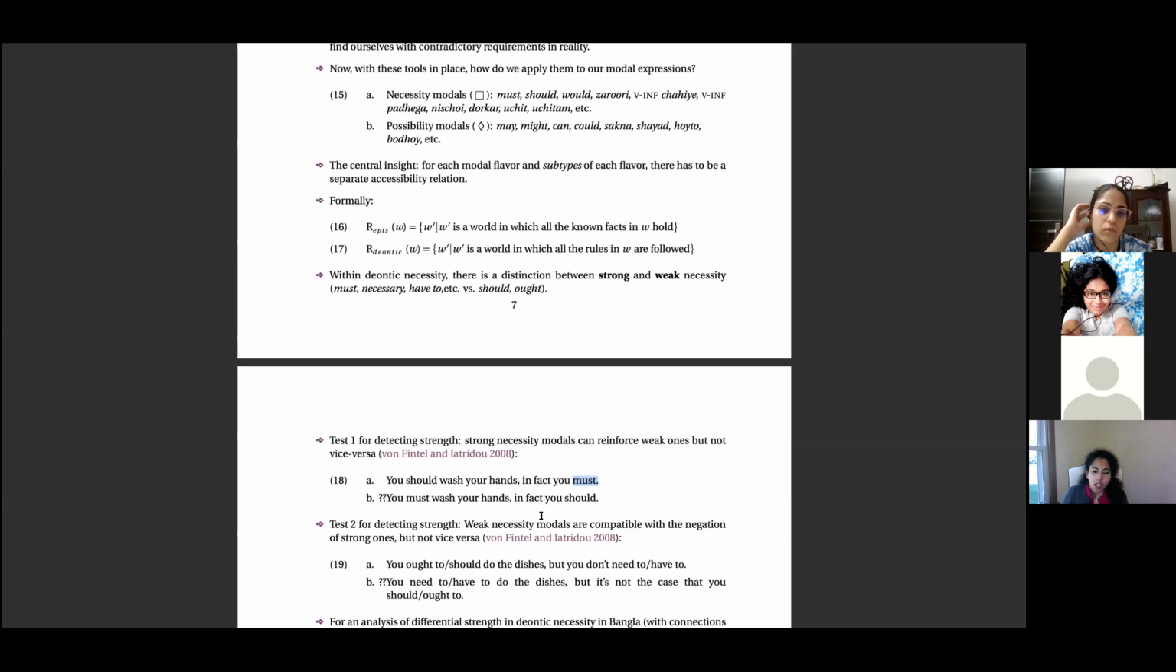Okay. Another test: weak necessity models are compatible with the negation of strong ones, but not vice versa. So you can say you ought to or should do the dishes, but you don't need to, or you don't have to. Okay? But you can't say the opposite. You need to, have to do the dishes, but it's not the case that you should or ought to. Okay.